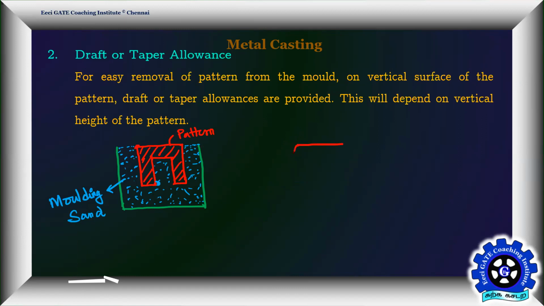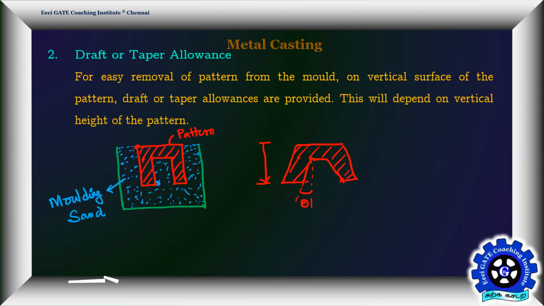Just simply you make like this. You just make a little taper. I mean, I'm exaggerating things here, but it will be a negligible taper. You can't see that with your naked eye if it is a large size casting. You make a taper. So this is your cross section. So this will be your theta.